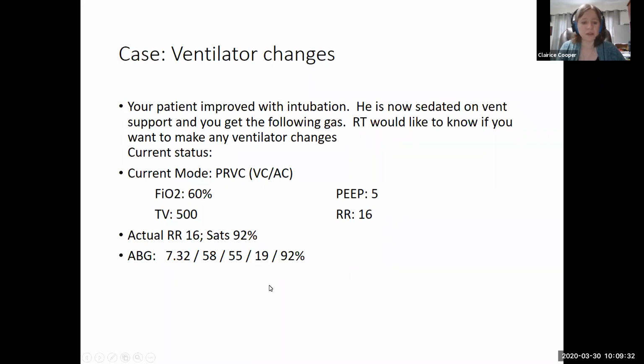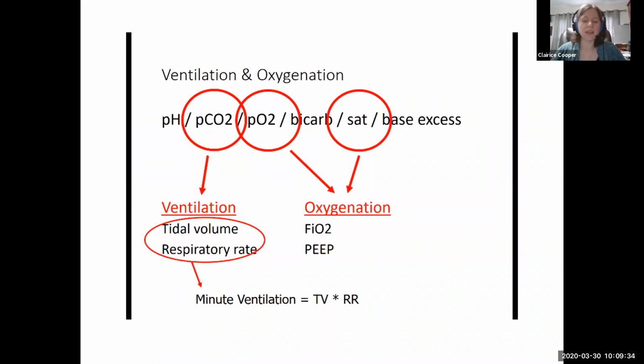So if we break this down into the two components, keeping in mind this here, this is what we're using to analyze. The CO2 is going to reflect our ventilation. That's controlled by our minute ventilation, which is the product of tidal volume and respiratory rate. And we've got our PO2 and our saturations, which control our oxygenation, keeping in mind that from a patient management standpoint, from a delivery of oxygen standpoint, the saturation is more important. And those are going to be managed with the FiO2 and PEEP.